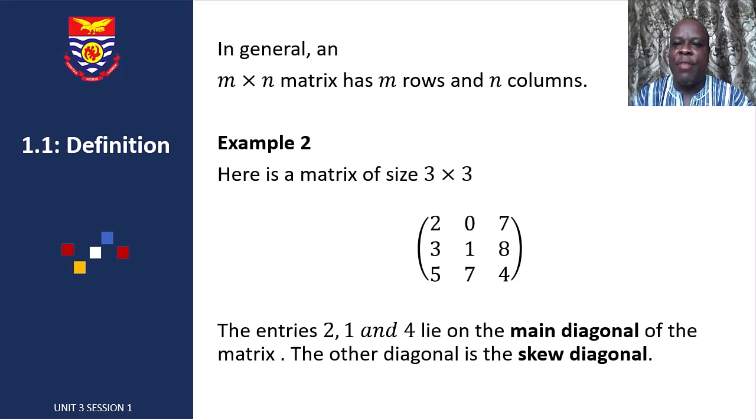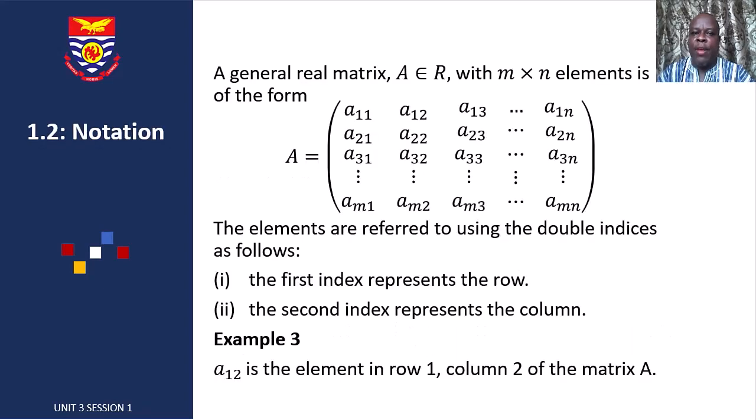Here is a matrix of size 3 by 3. The entries 2, 1, and 4 lie on the main diagonal of the matrix. The other diagonal is a skew diagonal. So there are 2 diagonals when it comes to every matrix. The main diagonal is 2, 1, 4. Then the other diagonal, which is made up of 7, 1, 5, is what we call the skew diagonal. There could be many rows and many columns in a given matrix.